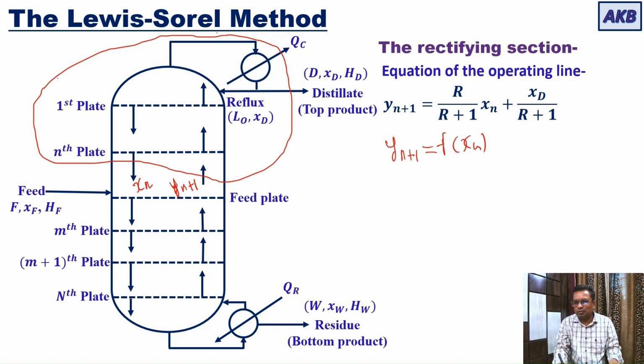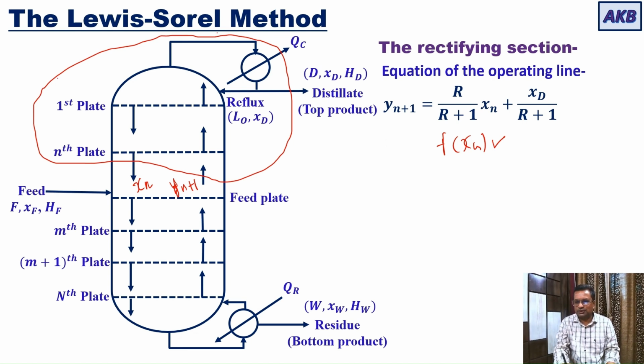That's why, after putting the values of R and x_D, which will be known to us, you are going to get an equation of this form: y_{n+1} is equal to f of x_n. And the Lewis-Sorel method makes use of this equation in its application. You'll shortly understand this. I hope this is clear to you. If you have any doubts, please let me know by mentioning them in the comment section.